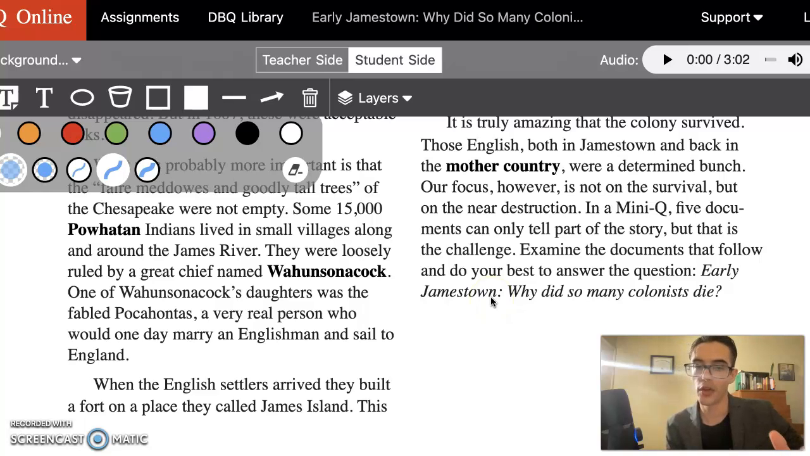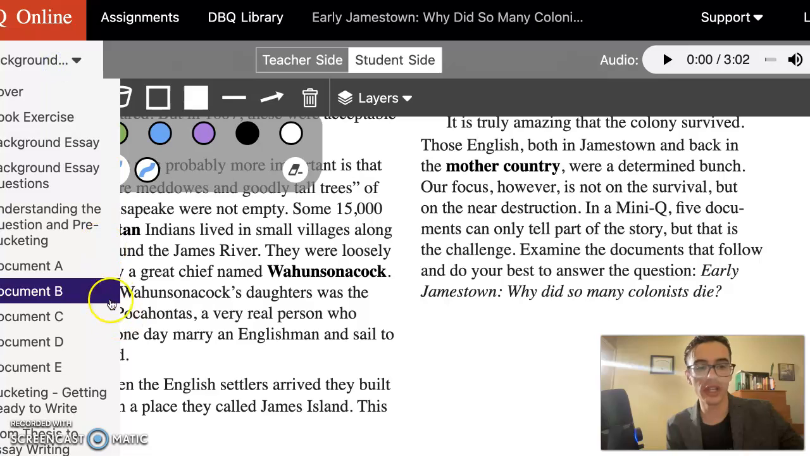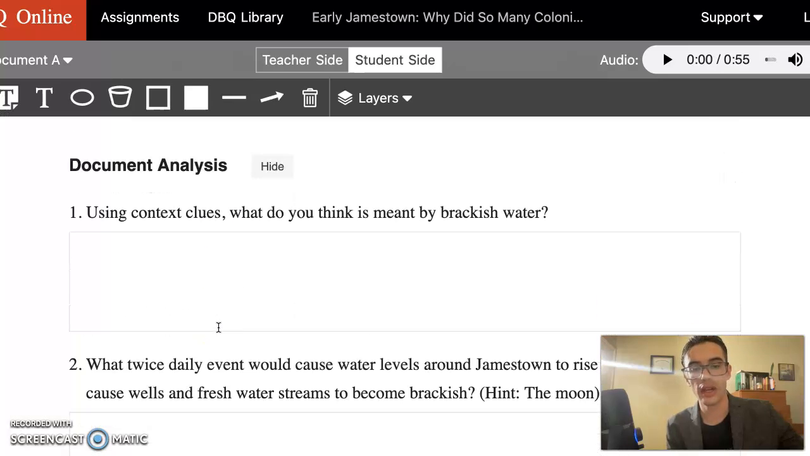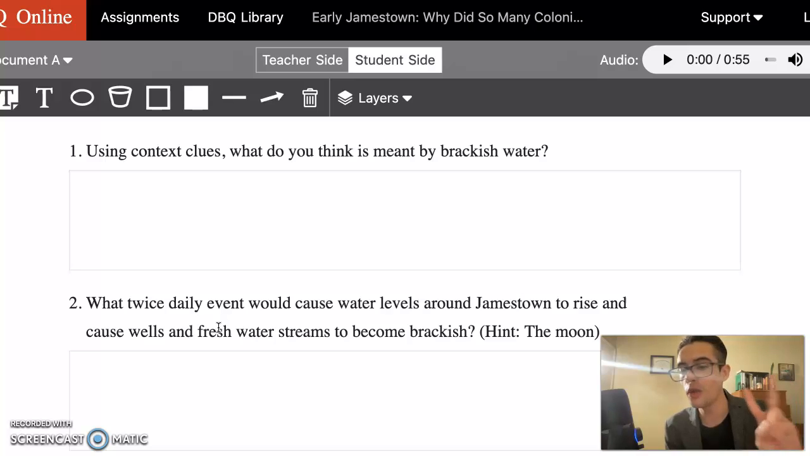So your assignment for the first part of today is to go through each of these documents. And then what you are going to do is answer 2 questions of your choice on each of these documents. This will demonstrate that you understand what is going on in this DBQ. That's how we're going to spend today. If you have any questions, let me know. All right, good luck.